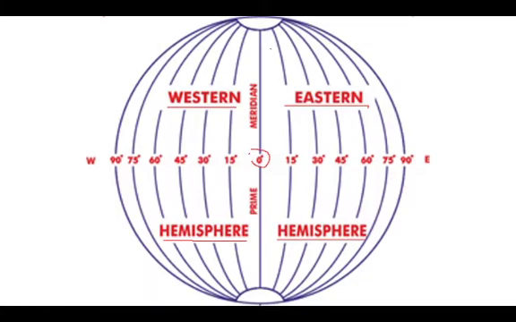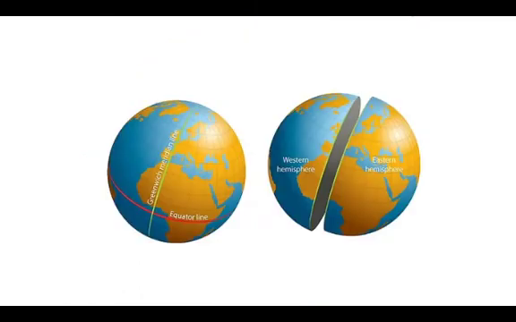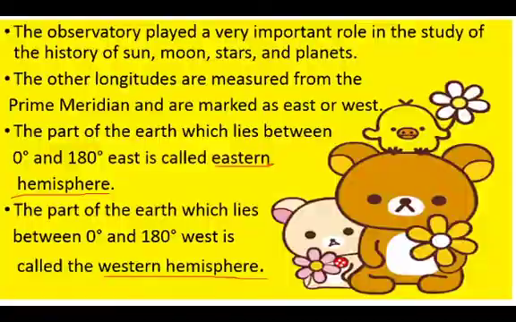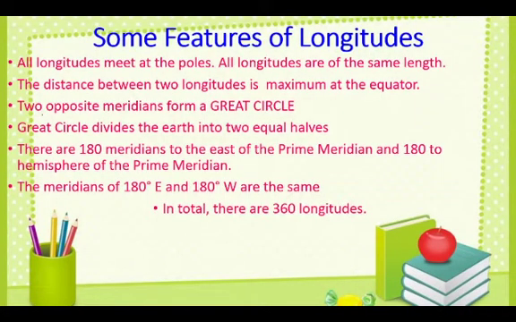Look at this line. Here the distance between two longitudes is less. Here the distance between the two longitudes is maximum. So near the equator, the distance between the longitudes is greater.